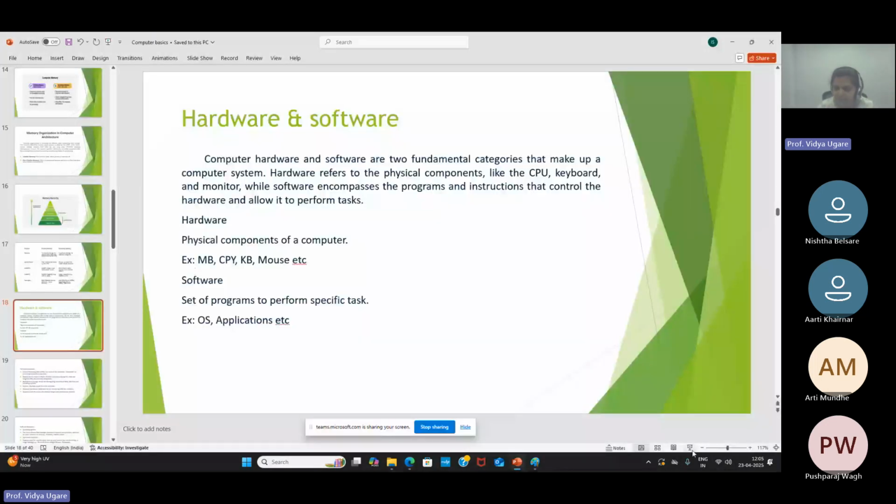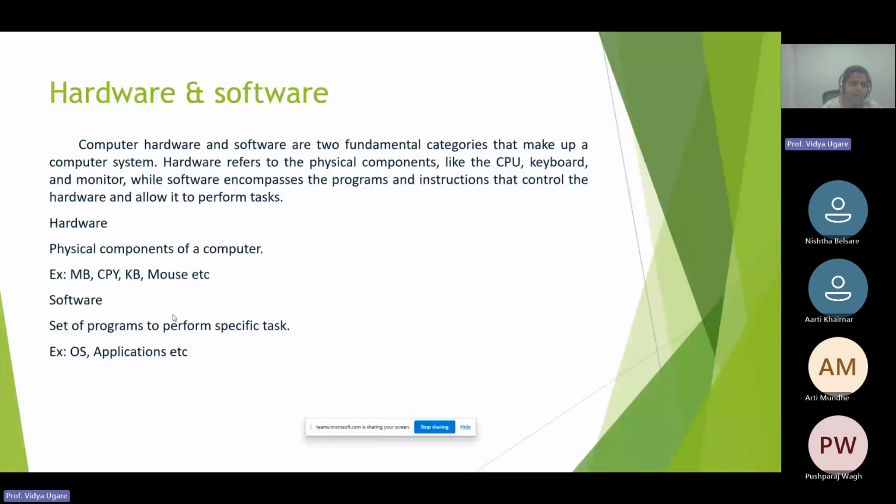Yes, we were here into the hardware and software. So software is a set of programs to perform a specific task. In software, the operating system is very important and mandatory for the computer processor to process. So the OS is also a software, and there are applications, which are also software. What do we mean by OS and what do we mean by applications? We will see in the next slide.